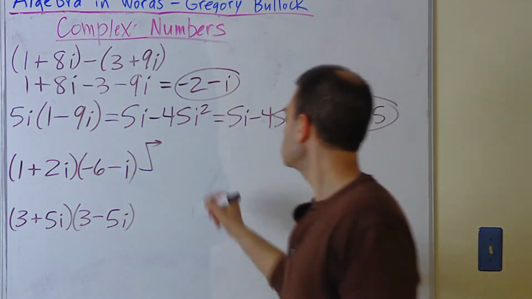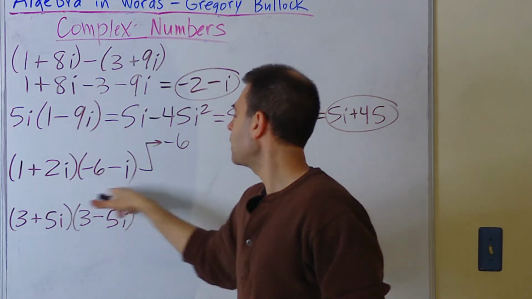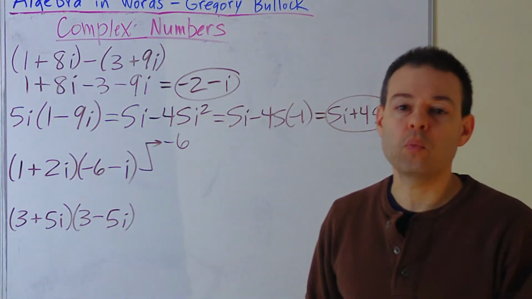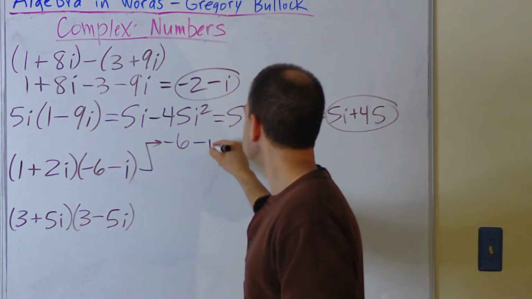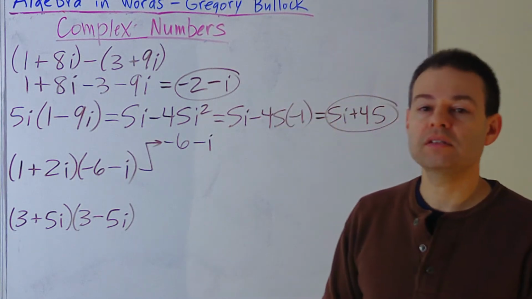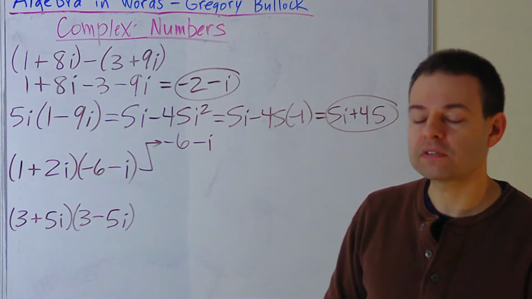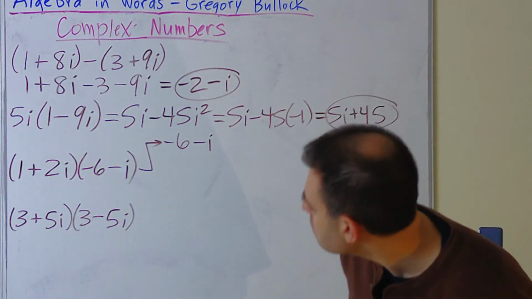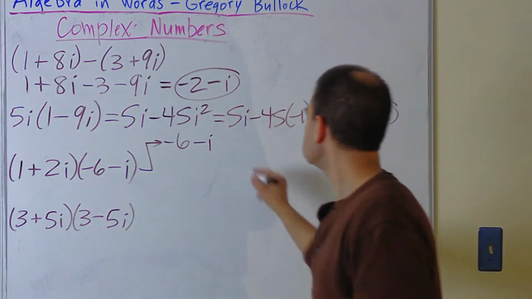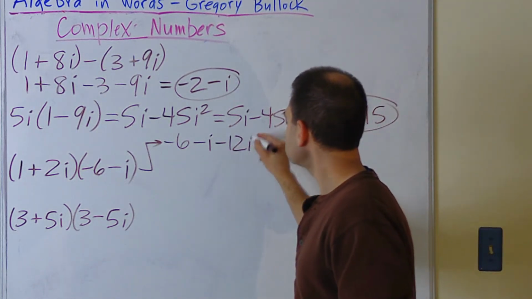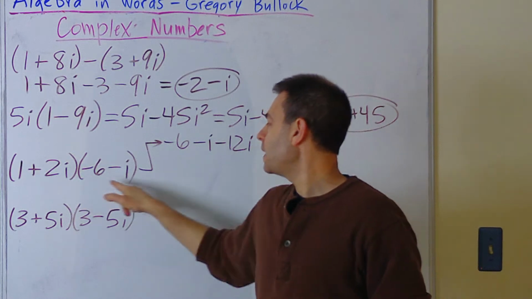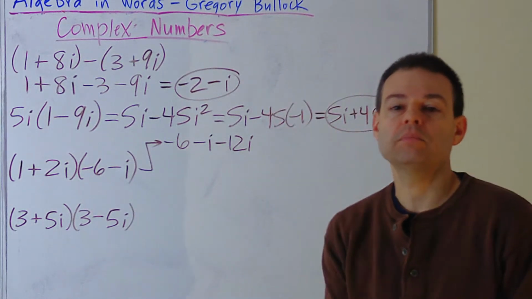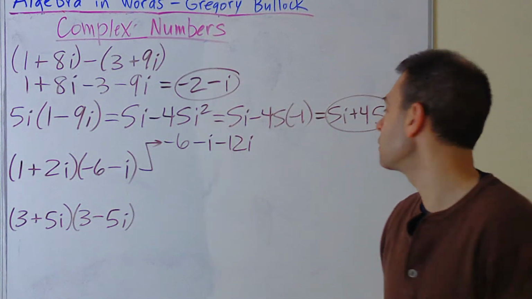negative 6. Product of the outside is negative I. Product of the inside, 2I times negative 6, is going to be negative 12I. And 2I times negative I is going to become negative 2I squared.